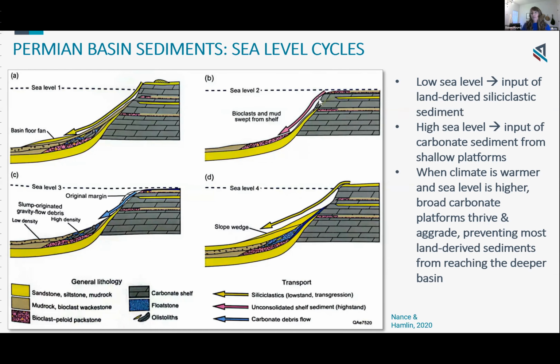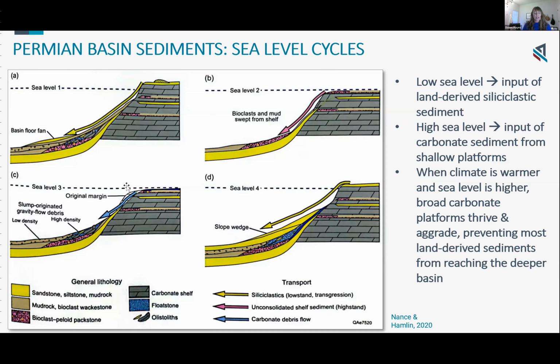So what we get during those times of higher sea level is mostly carbonate derived from the platforms, and those sediments get into the basin the same way, sediment gravity flows. Occasionally, you get really big debris flows coming in. These are pretty important in the Permian, especially in Wolfcampian and Leonardian time in these unconventional reservoirs.